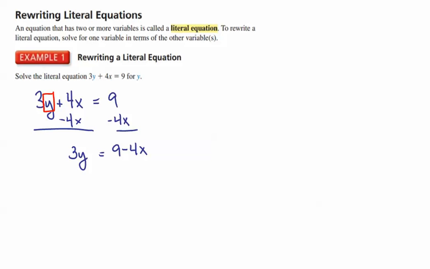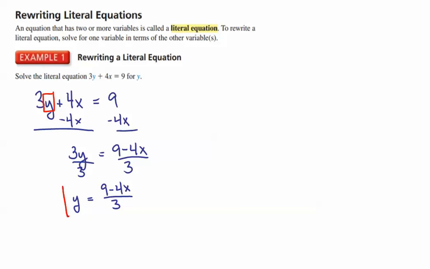Then from this point, we're going to divide both sides by 3, and we would end up with y is equal to 9 minus 4x divided by 3. Now, that's fine as a final answer.